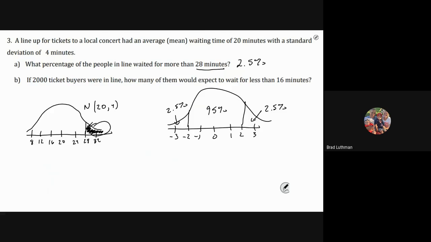If 2,000 ticket buyers were in line, how many of them would expect to wait for less than 16 minutes? So now let's ignore this and let's go less than 16 minutes. Less than 16. That is one standard deviation. Let me see if I can erase and reuse some of this. Less than 16 would be one standard deviation below.